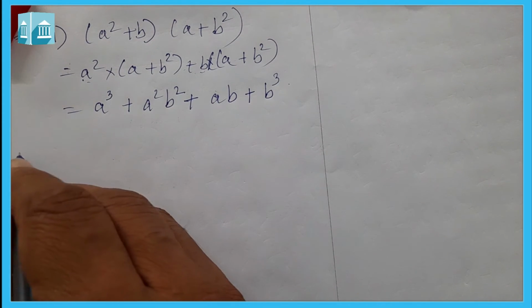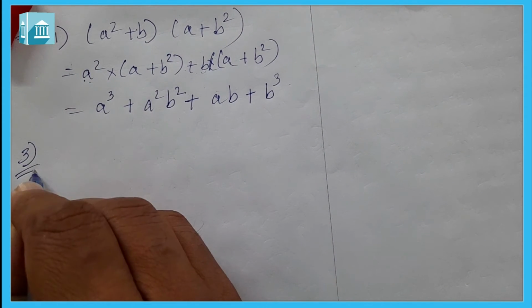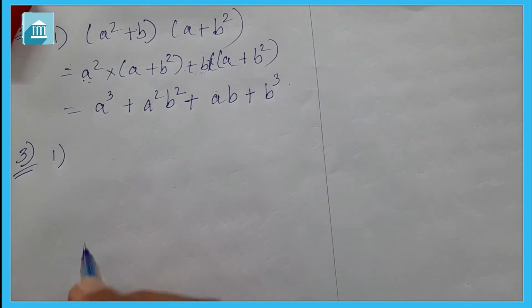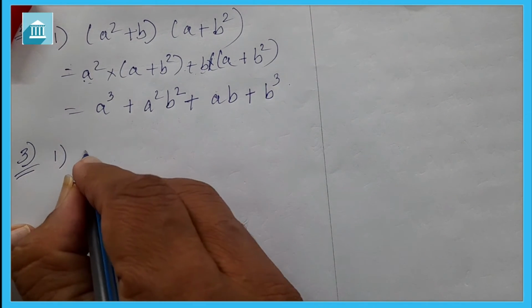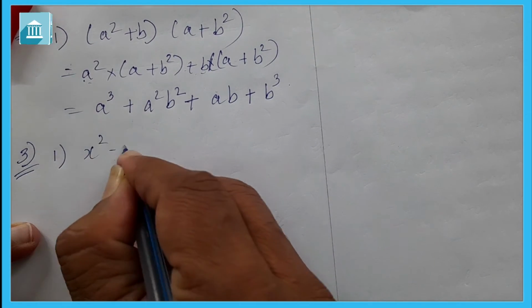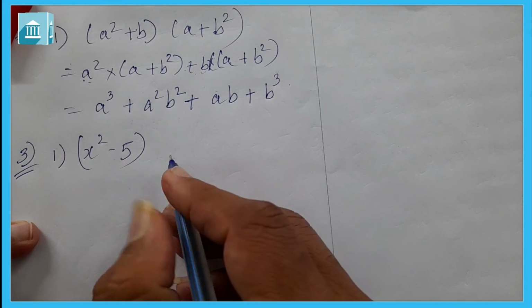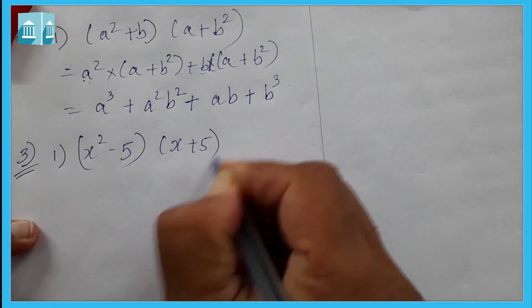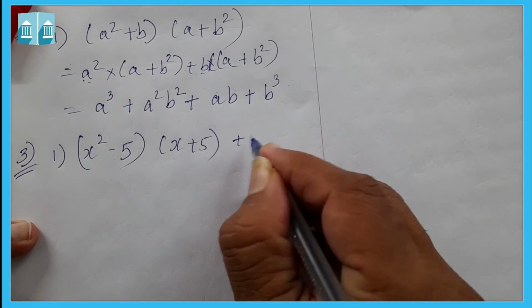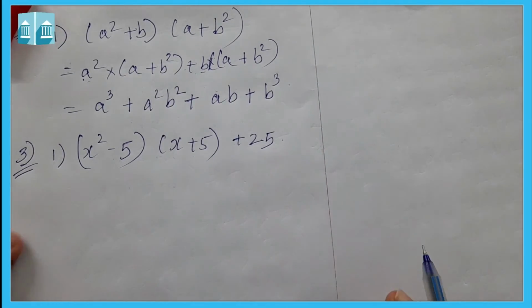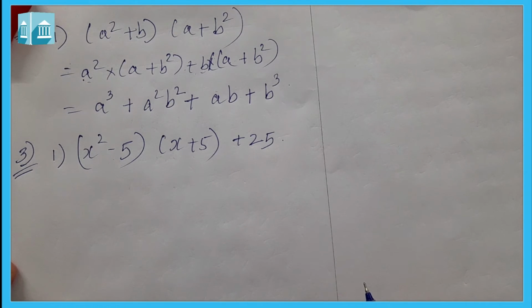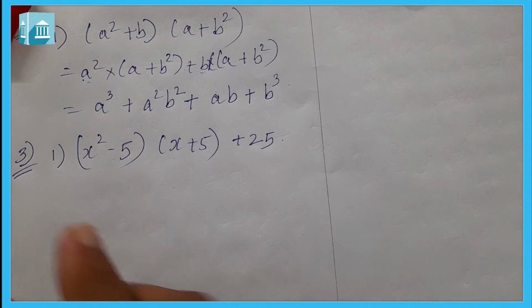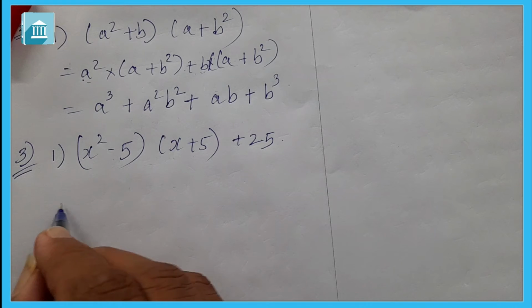Now let us come to question number 3. Question number 3, the first one is x square minus 5 x plus 5 plus 25. x square minus 5 x plus 5 plus 25. So first we will multiply this.